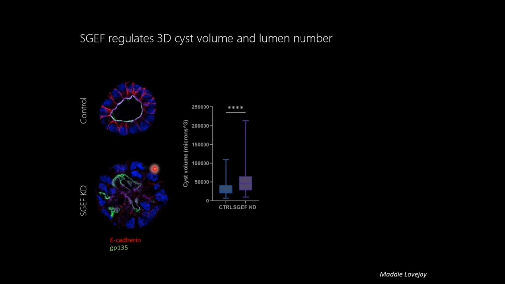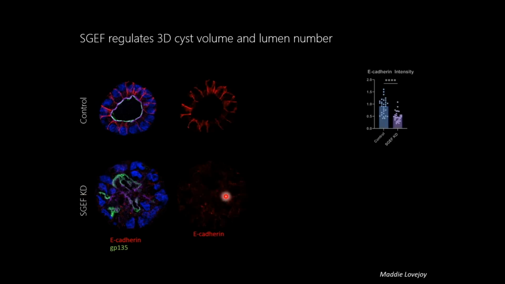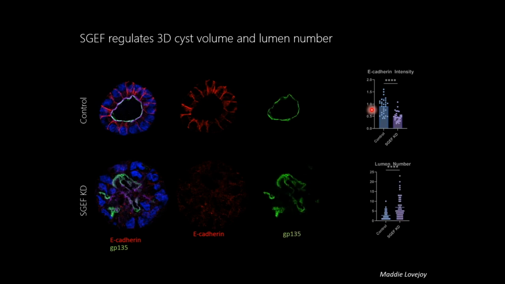We've been measuring cyst volume. As you can see here, in Scribble knockdown cells the cyst seems to be larger, and this is confirmed when we measure volume. We can also measure E-cadherin expression, the same as in 2D. E-cadherin is severely downregulated in the 3D cysts. Then we can also measure the number of lumens. We can reconstruct these lumens in 3D and then measure their number, their volume, and some shape descriptors too. So this is something that we're doing now.